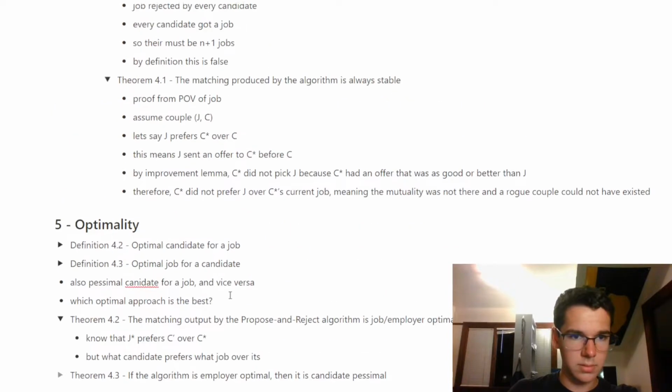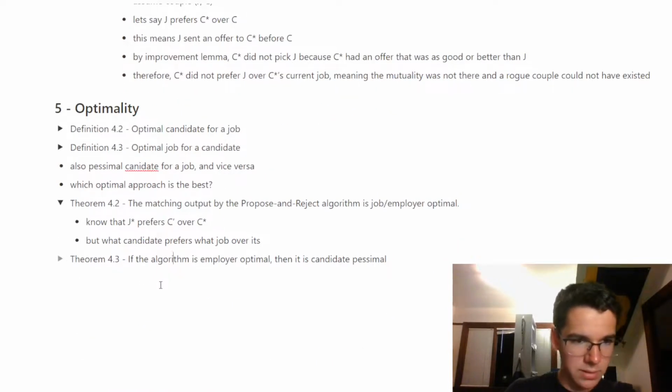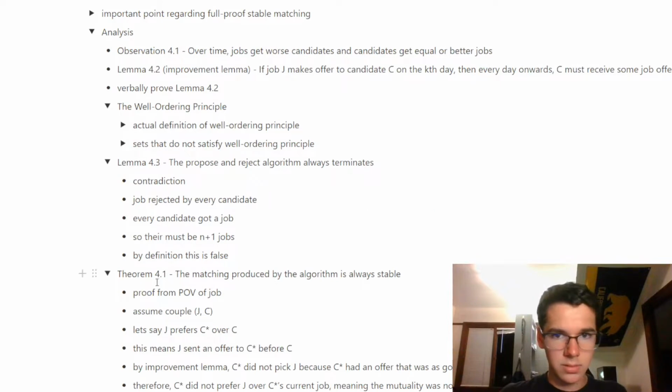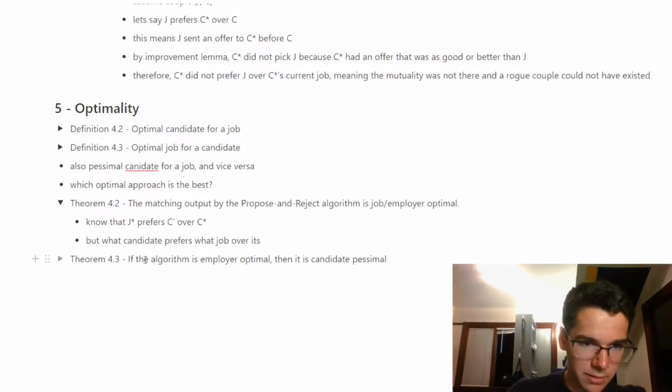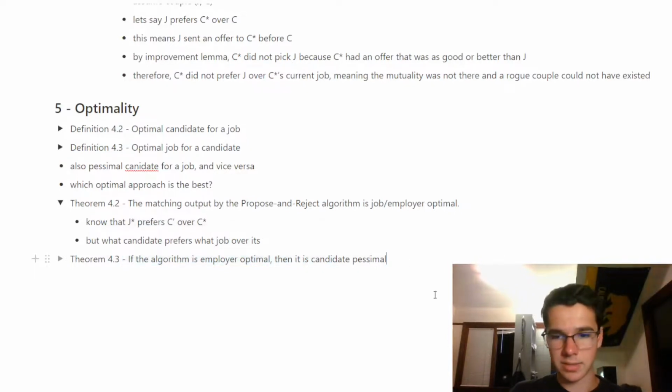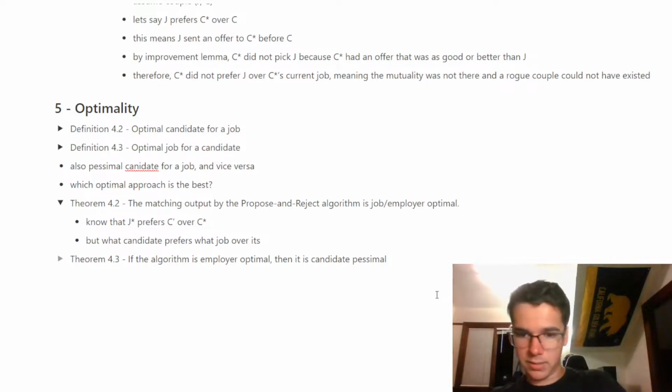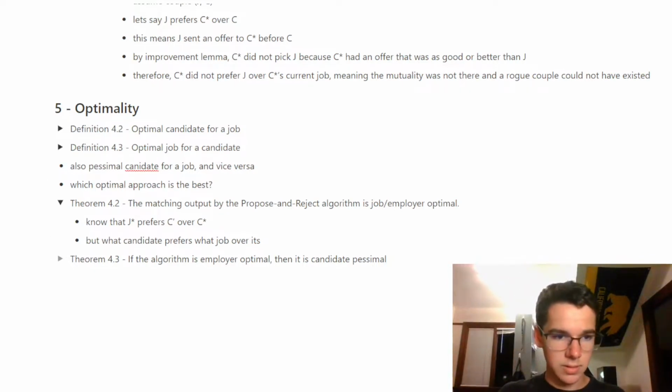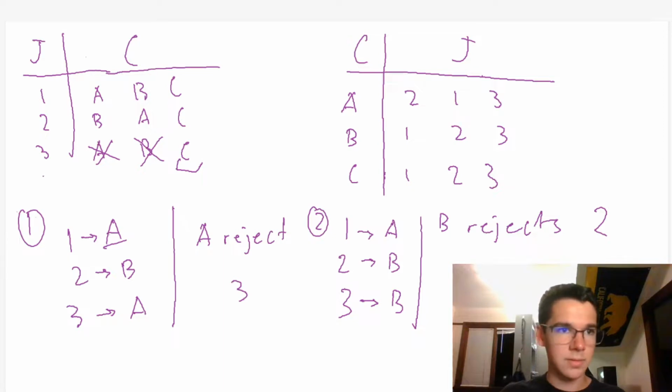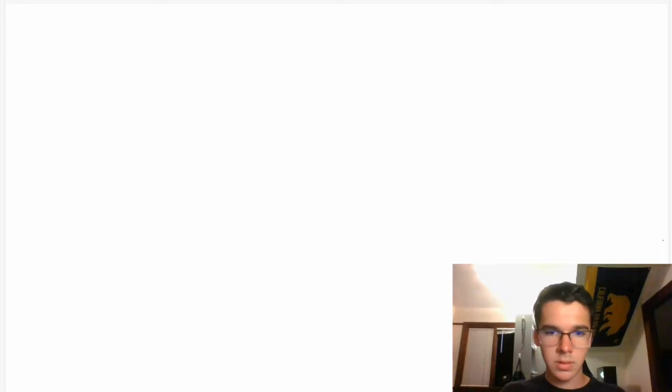Let's see. I think I had a picture for this. I don't know where it went. But this one says, if the algorithm is employer optimal, then it is candidate pessimal. So I will try to draw this one out right now. And we're going to switch over to Paint again. Okay, so let's see, how should we do this?